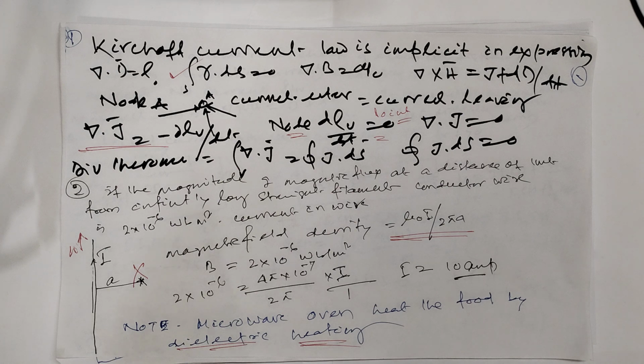Here is the first problem: Kirchhoff's current law is implicit in the expression. What is the expression? Kirchhoff's current law at a node: current incoming is equal to current outgoing. As a result, del·J is equal to -∂ρ/∂t. At a point, ∂/∂t is equal to 0, so del·J is equal to 0. The answer is del·J, which is nothing but the divergence theorem.